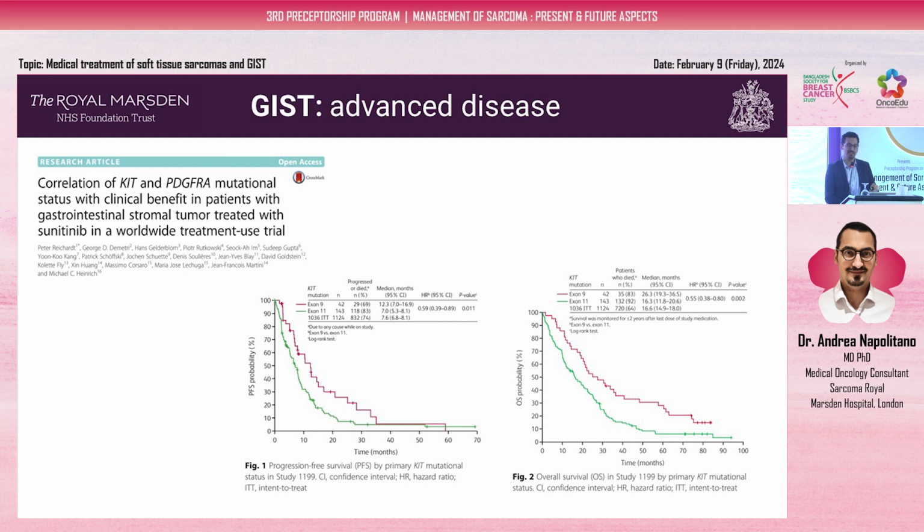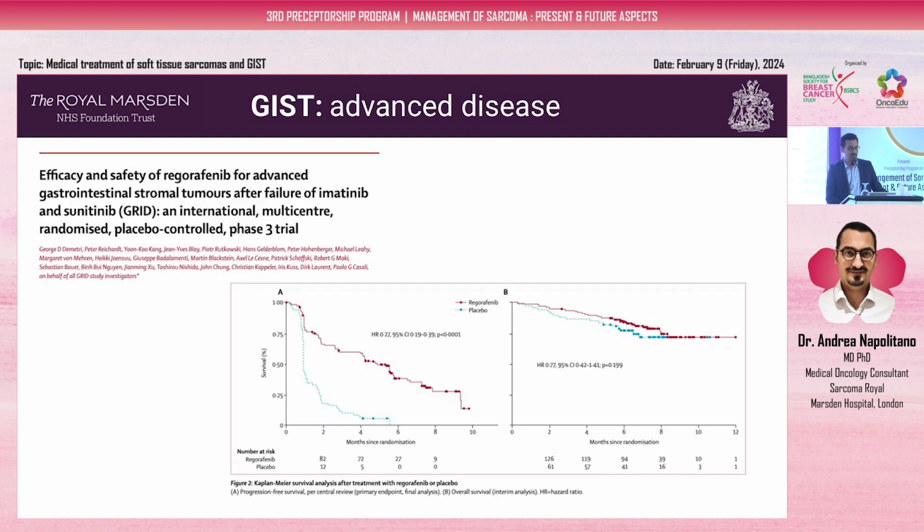So in this case, it's the other way around. Patients with exon 9 are more sensitive to sunitinib rather than patients with KIT exon 11. In third line, we have regorafenib. Again, impressive benefit in terms of progression-free survival. The benefit in terms of OS is less clear, but this is also approved for use. Again, regorafenib is also quite a dirty tyrosine kinase inhibitor with many side effects.